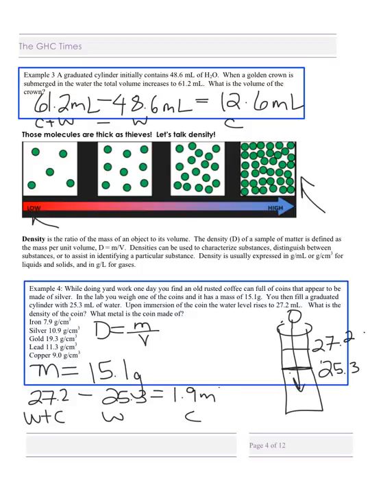So now we are ready to set up our formula. Density equals mass over volume. So we have 15.1 grams divided by 1.9 milliliters. So 15.1 divided by 1.9 tells us that we have a density of 7.95 grams per milliliter. So over here we have some common densities.